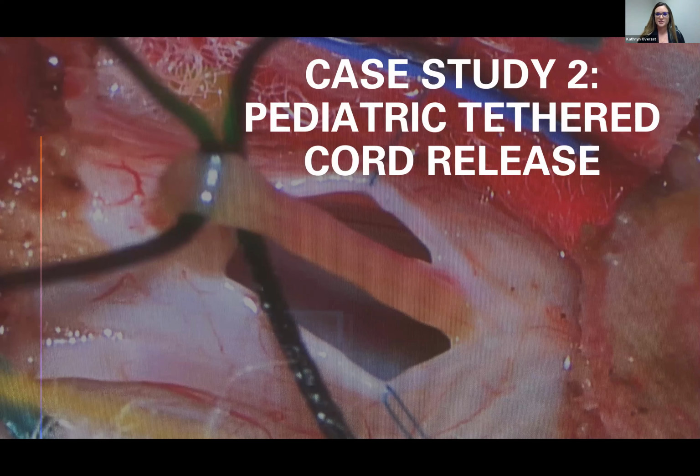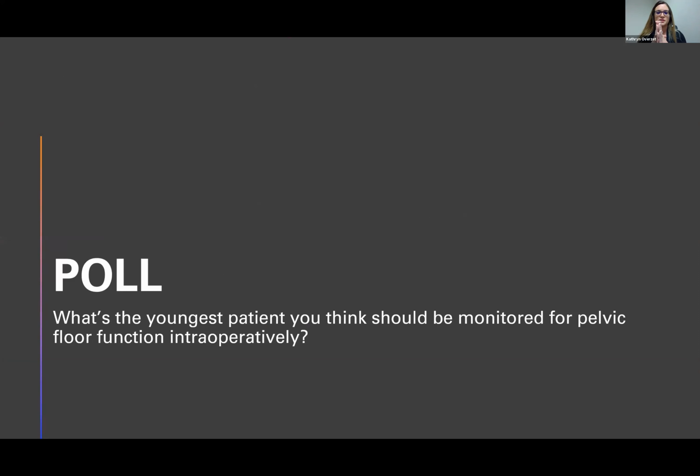And I think we're going to cut this one a little bit short since we're running out of time, but what's the youngest patient you think should be monitored for pelvic floor function intraoperatively?